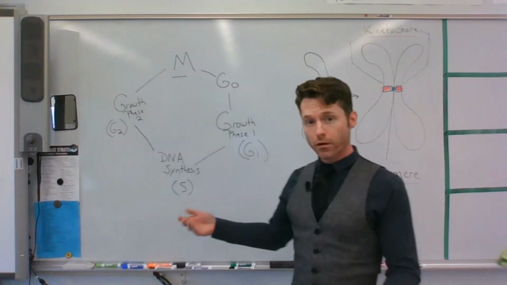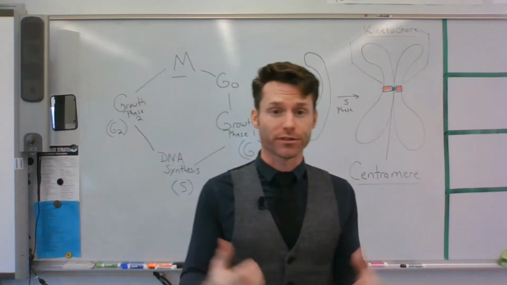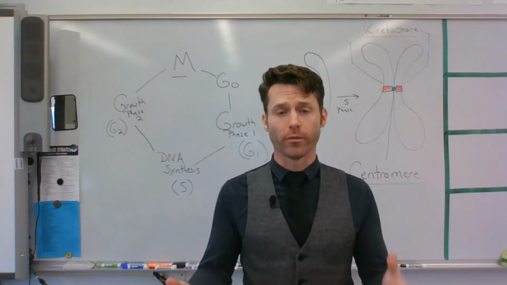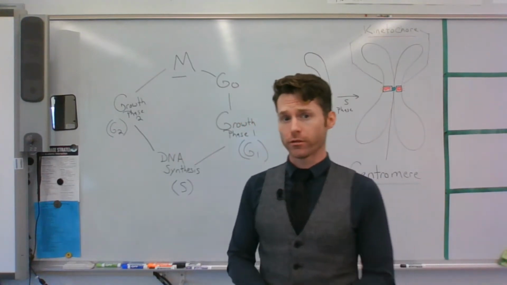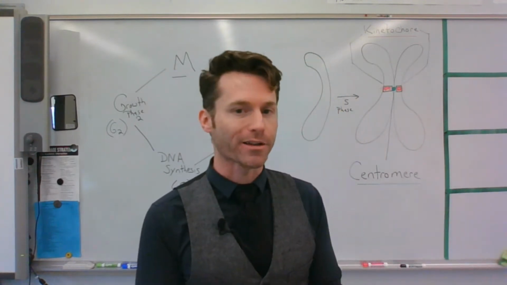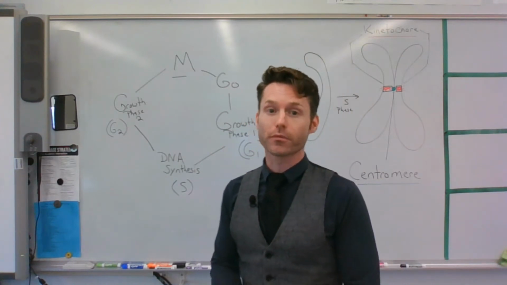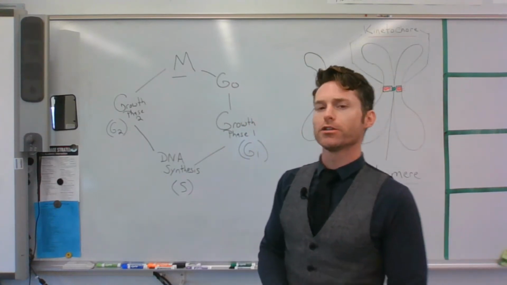So, on the board behind me, I have a representation of the general cell cycle. This should look familiar to everybody. You would have encountered this in Biology 1. We've touched upon it in class so far this year, so this should not be a mystery for anyone. Okay? But just a quick recap, just in case.